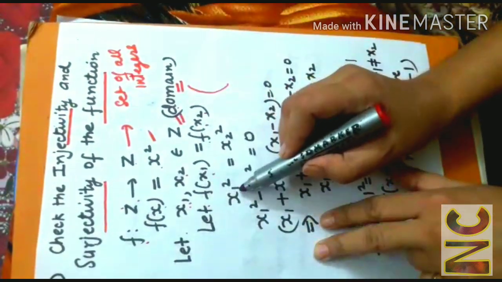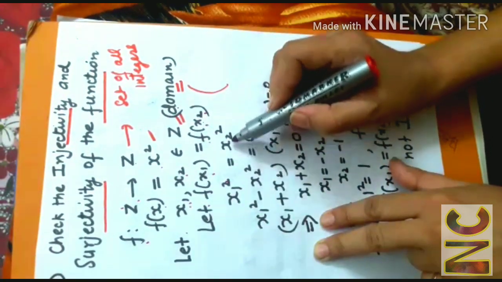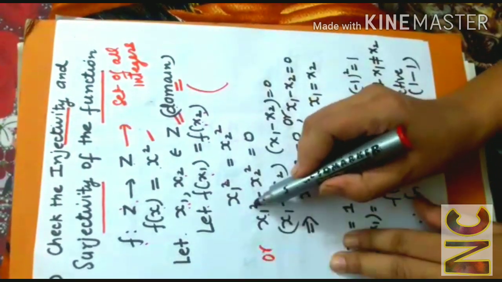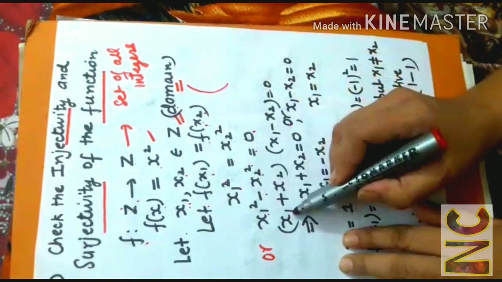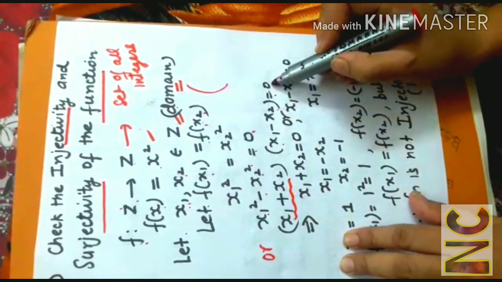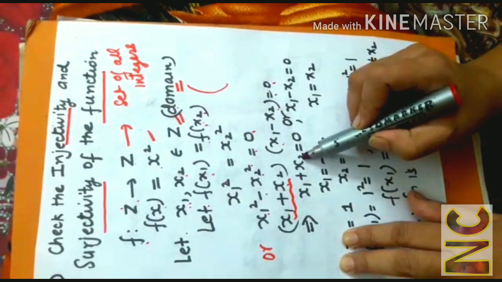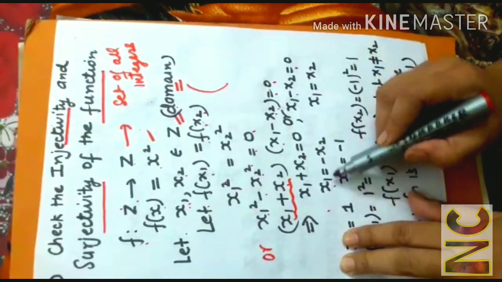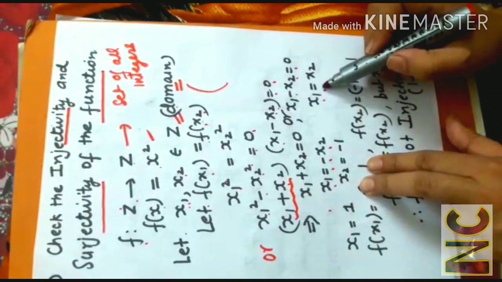Now f(x1) is equal to x1 squared and f(x2) is equal to x2 squared. That will give you x1 squared minus x2 squared is equal to 0. On factorization, I'll get (x1 plus x2)(x1 minus x2) is 0. So this would imply either this is equal to 0 or this is equal to 0. This implies x1 is equal to negative x2 and this will imply x1 equal to x2.